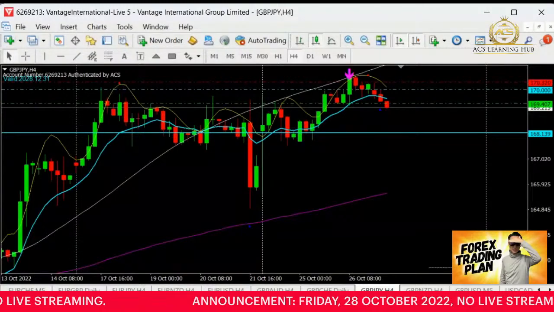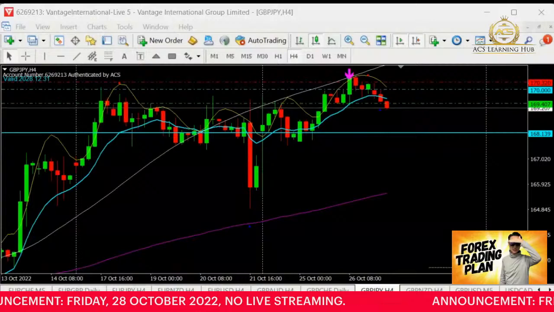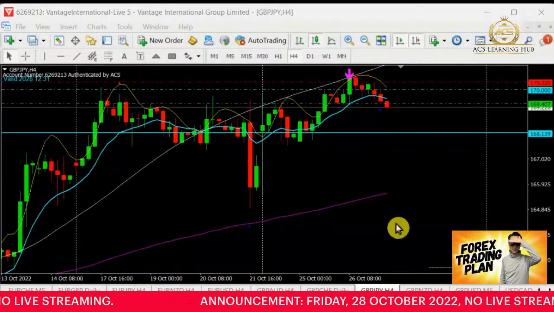So today pound yen, I will be looking to sell for pound yen, but we will see how the situation is in the London session.